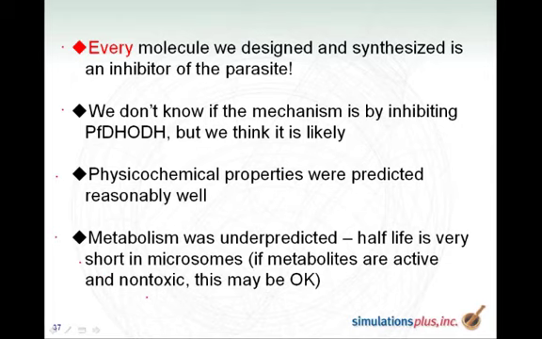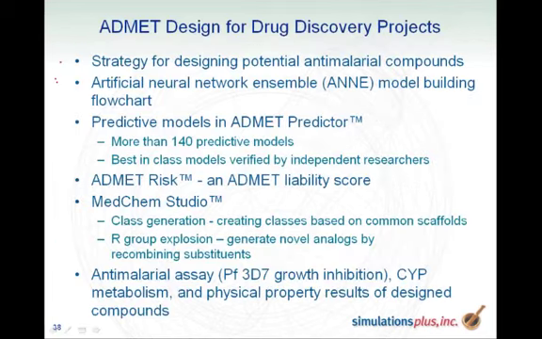Okay, so this finally just summarizes our discussion today. We started out with the strategy for designing potential anti-malarial compounds, discussed building artificial neural network ensembles, and gave an example of building a PfDHODH predictive model. And I think I illustrated that it is very quick and very easy to create this predictive model. By no means do you have to be an expert modeler to create it.